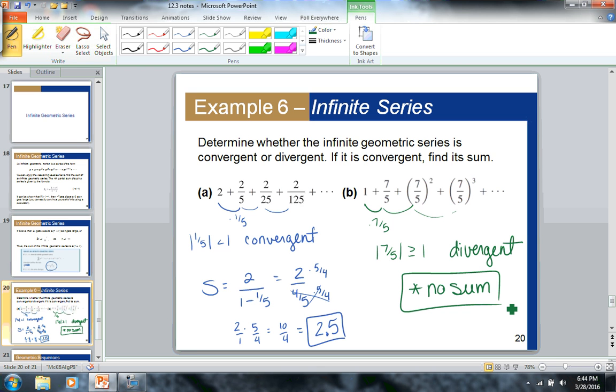Again, if the absolute value of the common ratio is less than 1, then it converges and we can find our sum. If the absolute value of the common ratio is greater than or equal to 1, then it's divergent.